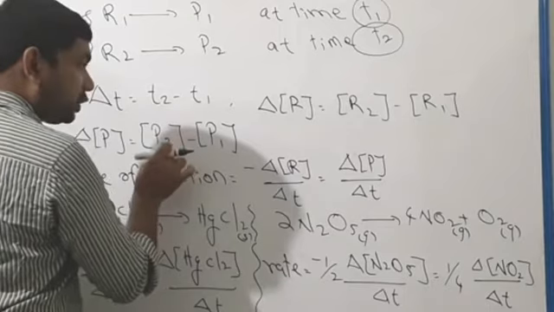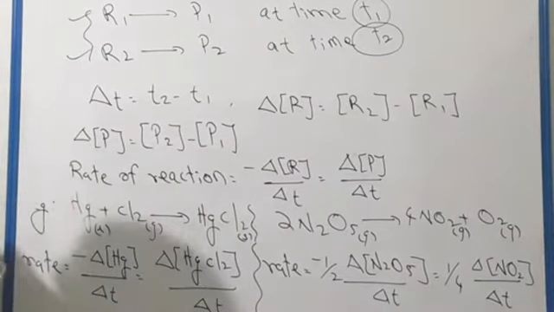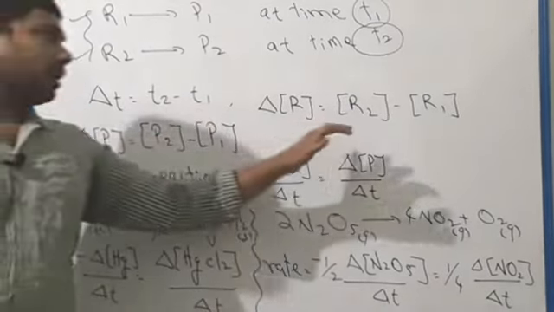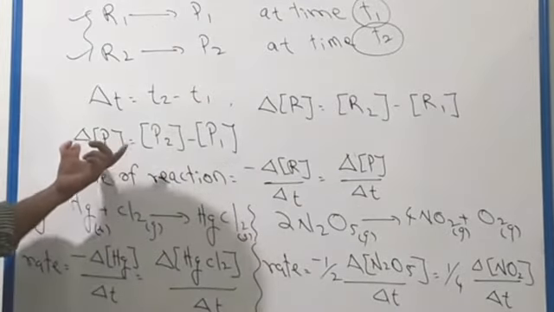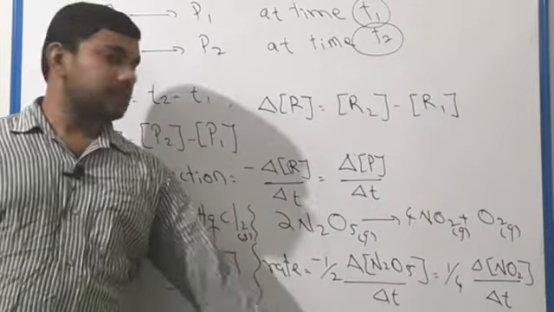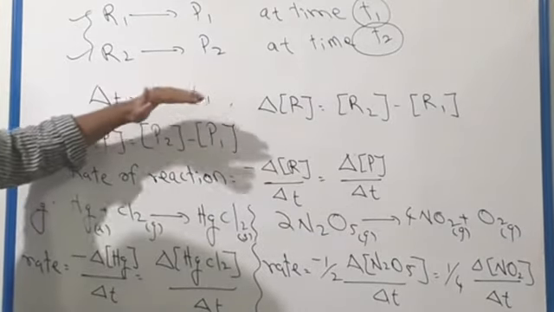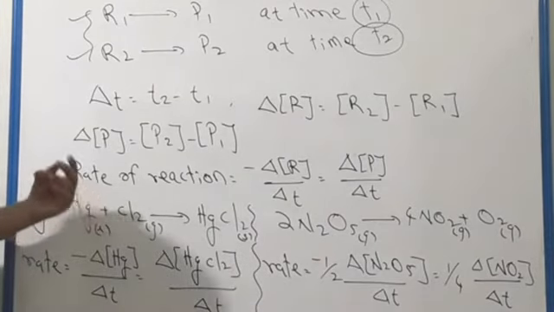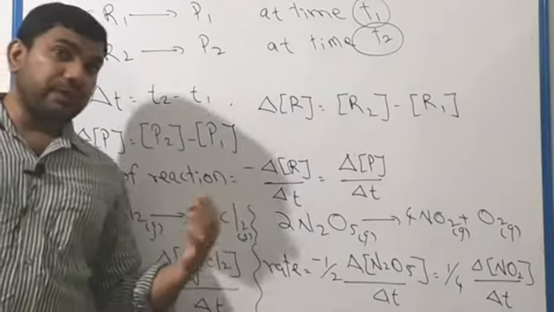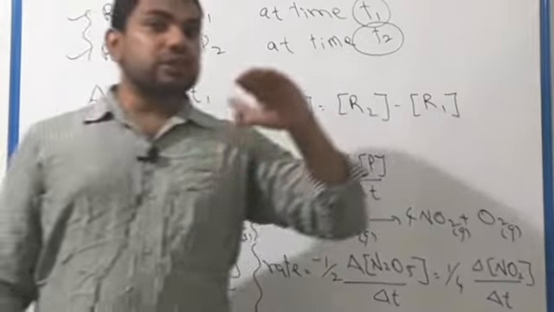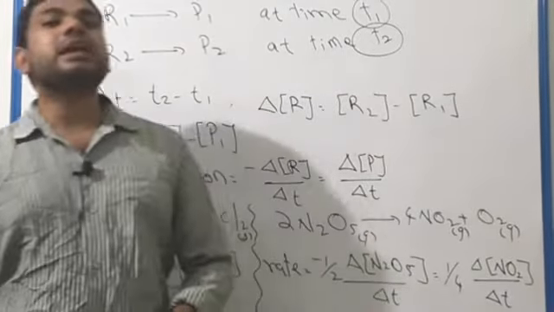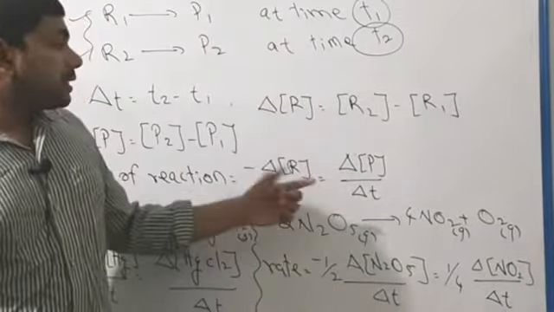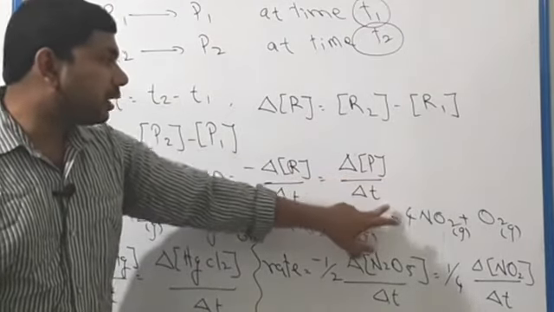Concentration of product P2 minus P1. So here delta T, T2 minus T1, delta R, R2 minus R1, similarly delta P equal to P2 minus P1. This is the change in concentration of reactant and product. Now listen here, rate of reaction, the equation for rate of reaction. Rate of reaction will be equal to change in concentration of reactant divided by change in time. Similarly, we can say change in concentration of product divided by change in time.